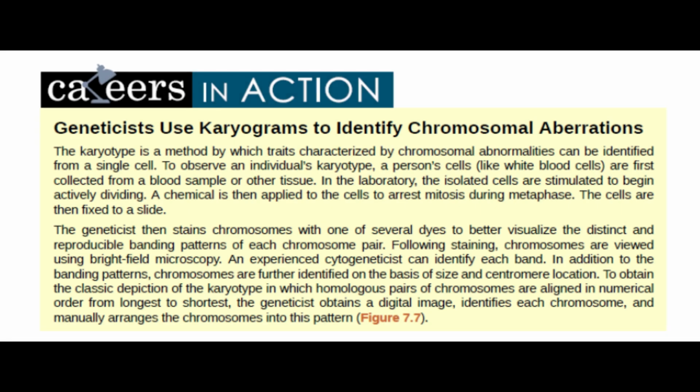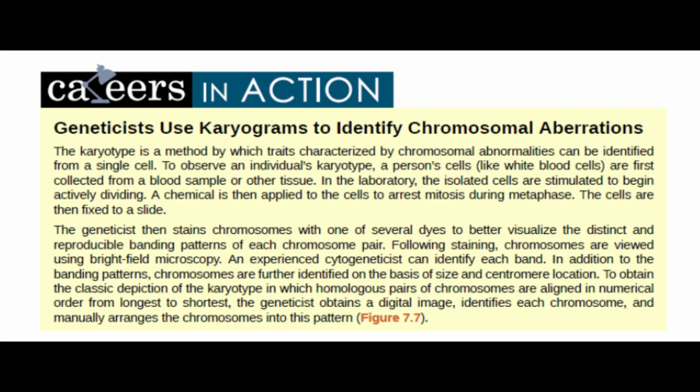Let's look at a career in action. Geneticists use karyograms to identify chromosomal aberrations. The karyotype is a method by which traits characterized by chromosomal abnormalities can be identified from a single cell. To observe an individual's karyotype, a person's cells, like white blood cells, are first collected from a blood sample or other tissue. In the laboratory, the isolated cells are stimulated to begin actively dividing.